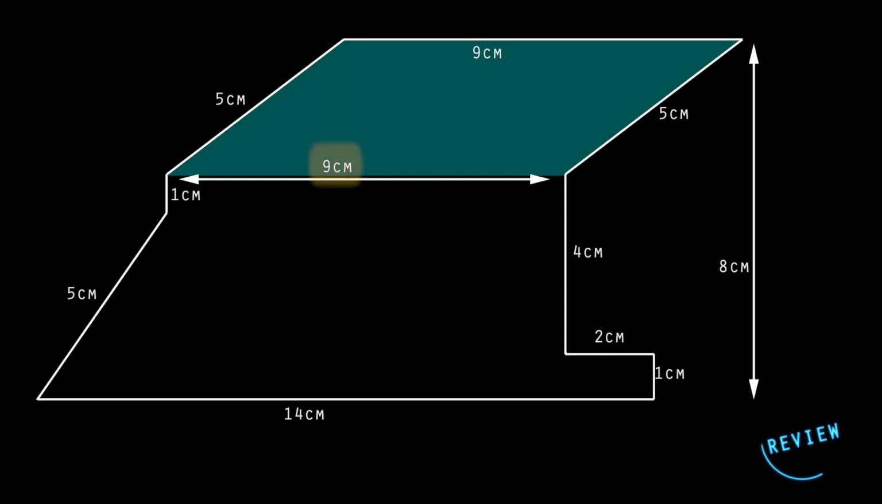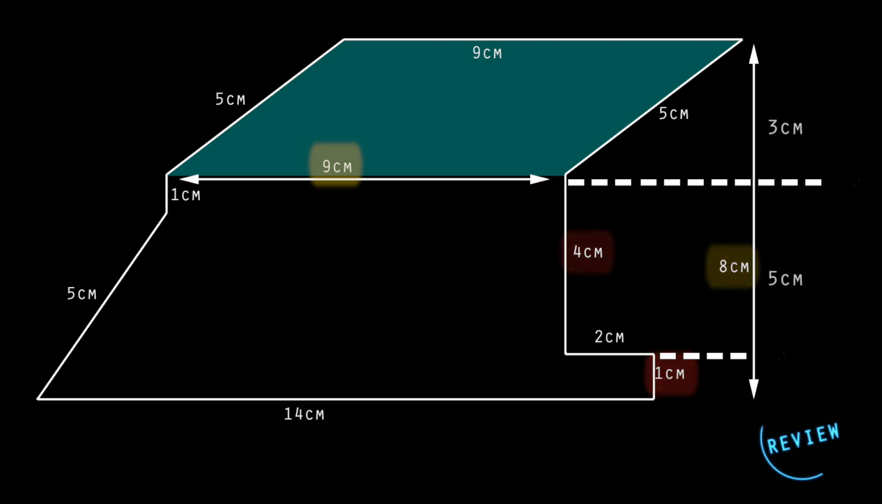I have the base length 9 centimetres, so I just need the height to find its area. The height of the entire shape is 8 centimetres, but I know we have 1 centimetre and 4 centimetres accounted for, leaving 3 centimetres for the remaining height. The area of the parallelogram then is 3 times 9 centimetres, which is 27 centimetres squared.